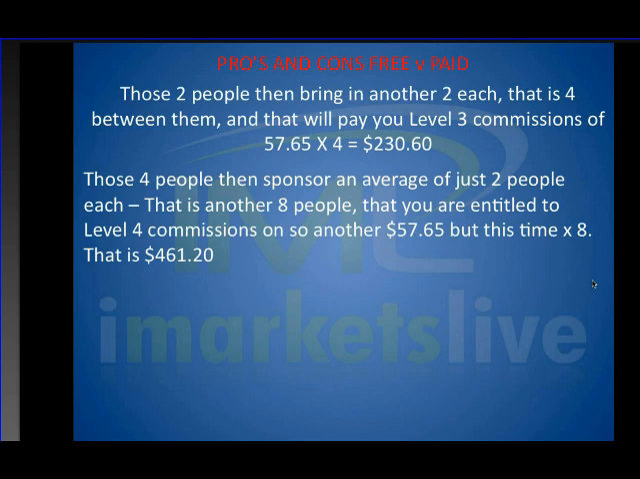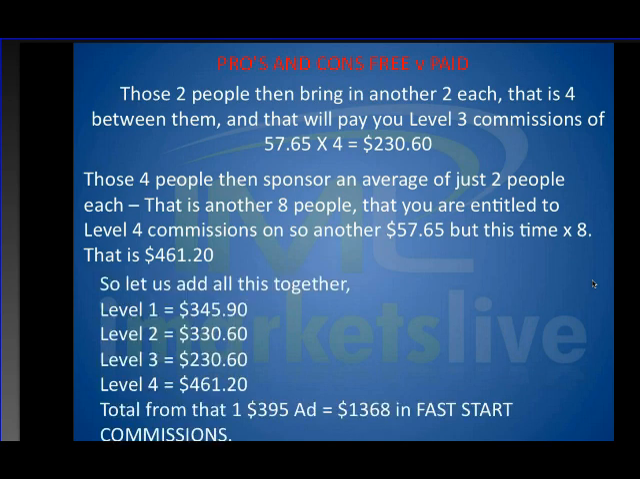You're entitled to level 4 commissions on this. That's another $57.65, but this time it's 8 times because there's 8 people. Now that's $461.20. So let's add it all together. You've got level 1 of $345.90. You've got level 2 of $330.60. You've got level 3 of $230.60 and level 4 of $461.20.